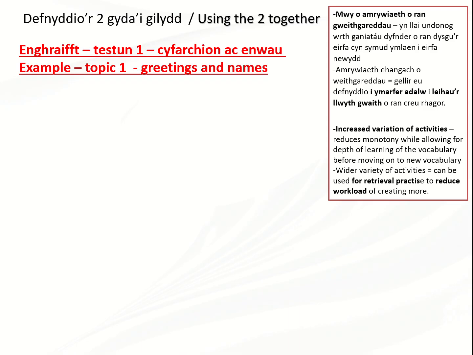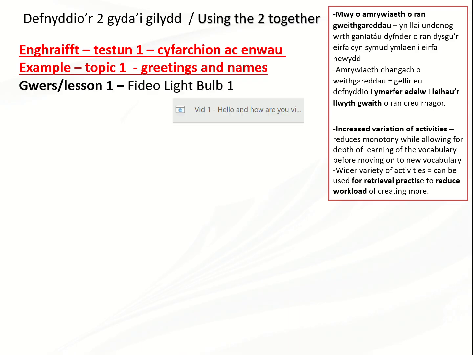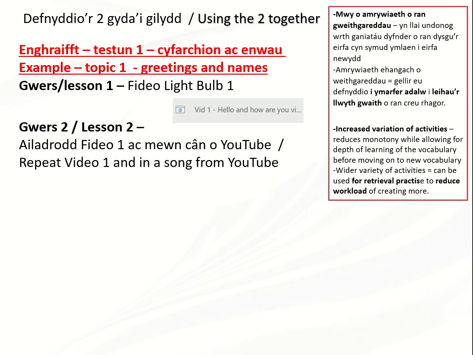So this is just an example of how you might use the two combined together. For example, topic 1, you might decide in the first lesson to use the video from Light Bulb Languages, the one I just showed the screenshots of, the 3-minute video. They could do a little bit of repetition after it. The next week then, you might repeat that video, so they're having the modelling again, and then add in a song from YouTube, so they get to hear a song in the native language of the country, and they get to experience the vocabulary they're learning in a song context.